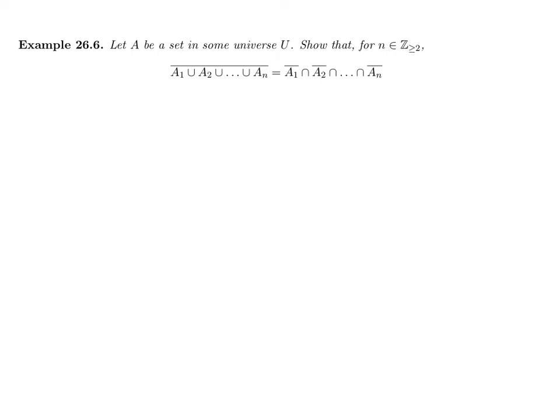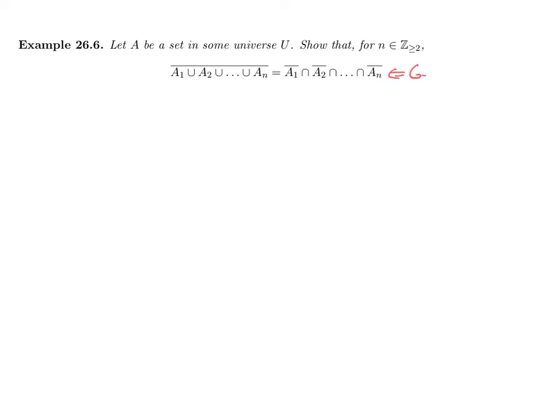Okay, so what do we have here? We have A is a set in some universe, and we want to show for n that is in the integers greater than or equal to 2, so 2 is our least element in this case, that if you take the union of all of these guys, you can think of it like an indexed union, if you like, from 1 to n, and then take the complement, that's the same thing as taking the complement individually and taking the intersection of them instead. So it's a generalized De Morgan's law we can think of.